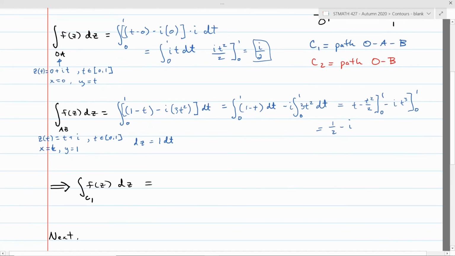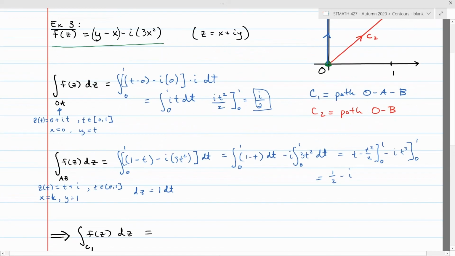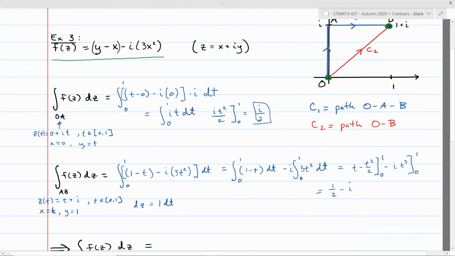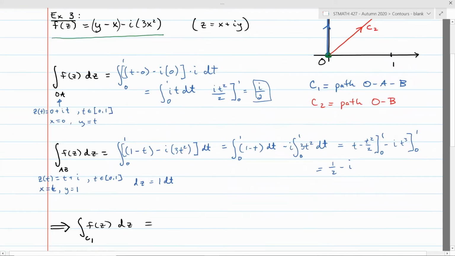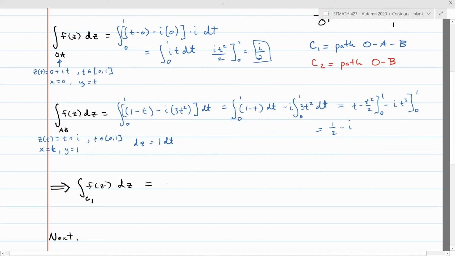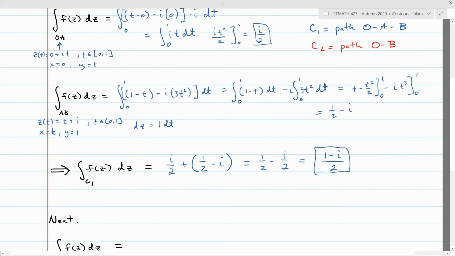So then, to do the whole arc C1, remember that's the blue arc that consists of 2 pieces. So you just add those previous 2 pieces together, and you're going to get i over 2 plus 1/2 minus i. So what do you got here? I guess you could write that as 1/2 minus i over 2, or just 1 minus i over 2. So that's the integral along C1.